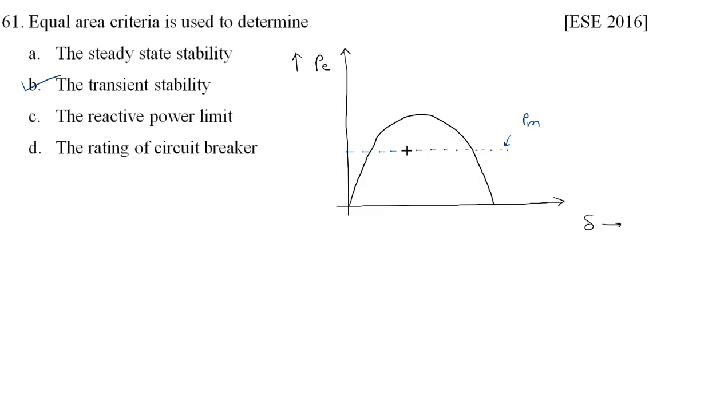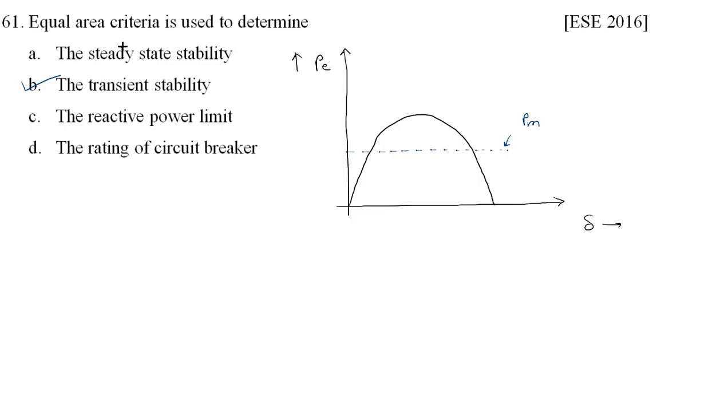So all these sudden changes are there: change in the mechanical input, occurrence of a fault, or disconnection of any parallel line. During such events, whether the system is stable or not can be judged by using equal area criteria. Two areas will be formed depending on the case: the accelerating area A1 and the decelerating area A2. And in order to have a stable system, A2 should be greater than or equal to A1.